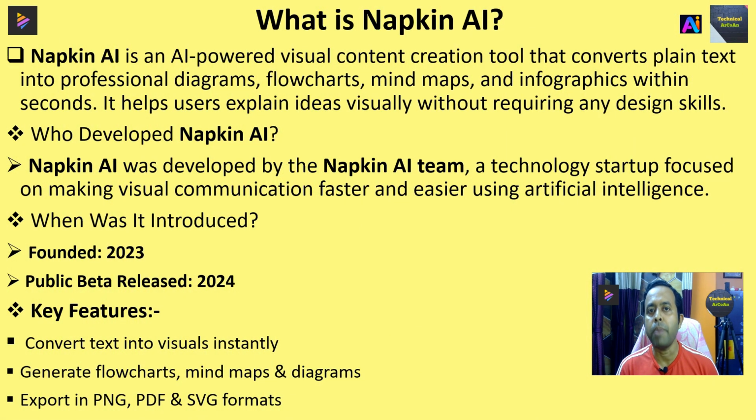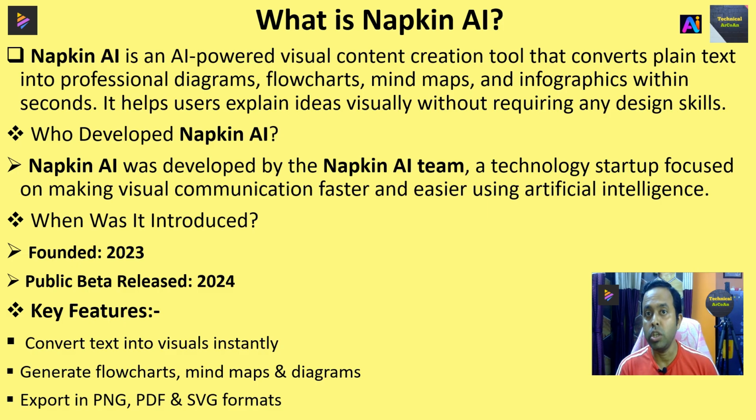Napkin AI is an AI powered visual content creation tool that converts plain text into professional diagrams, flowcharts, mind maps and infographics within seconds, right? It helps users explain ideas visually without requiring any design skills, right? Who developed Napkin AI? Napkin AI was developed by the Napkin AI team, a technology startup focused on making visual communication faster and easier using artificial intelligence, right?